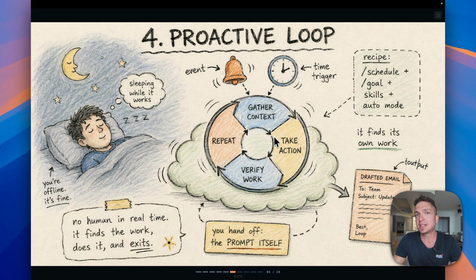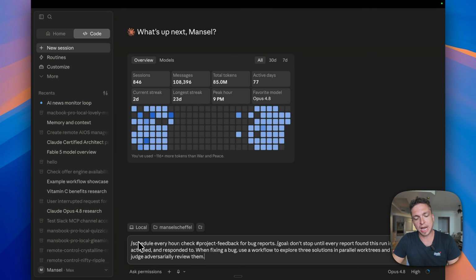And it also helps us get to a better definition of done when we do have a ton of critics on top of things, because of course, instead of just having that one judge that views our goal, we can have those separate personas all looking at that goal from different angles to make sure that it meets our definition of done. So in practice, that would look like this. We would have our /schedule. Every hour, check project feedback, which is inside our Slack, for bug reports.